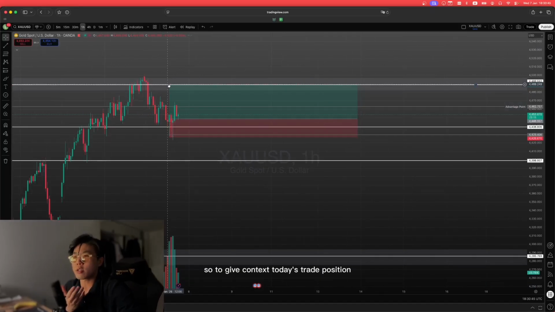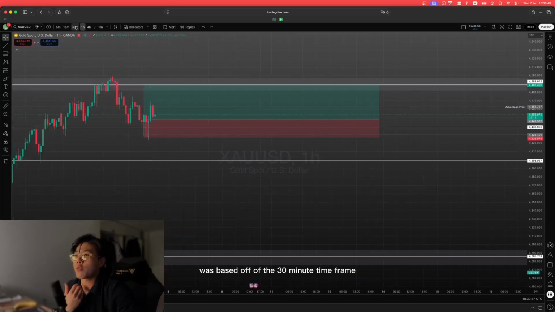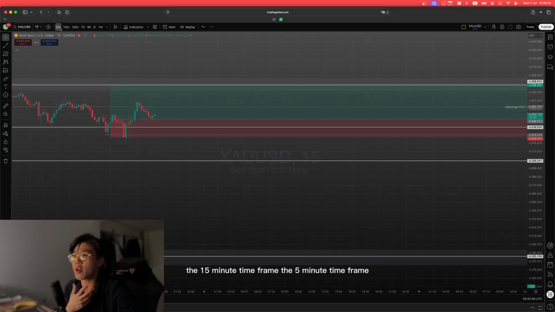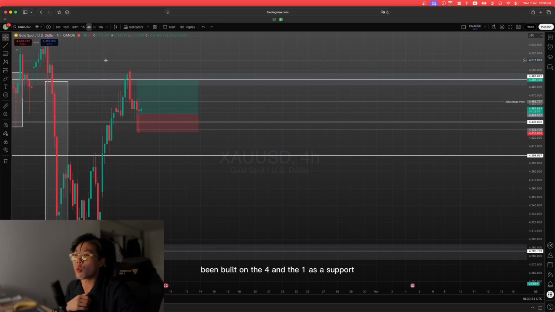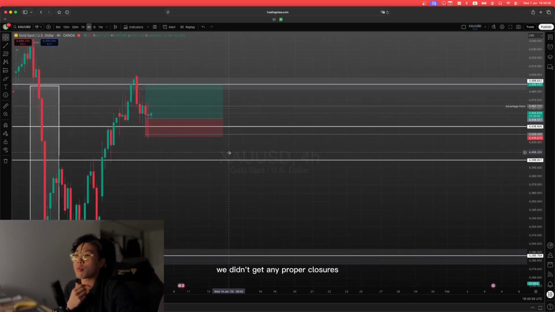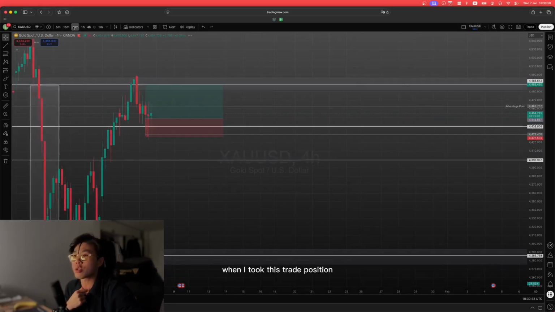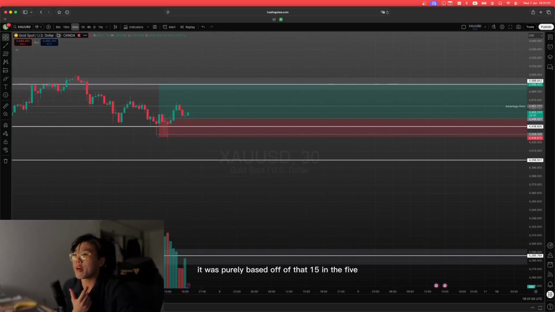So to give context, today's trade position was based off of the 30-minute time frame, the 15-minute time frame, the 5-minute time frame, utilizing that to then aid in the narrative being built on the 4 and the 1 as a support. We didn't get any proper closures on the 1 hour or 4 hour when I took this trade position. It was purely based off of that 15 and the 5.